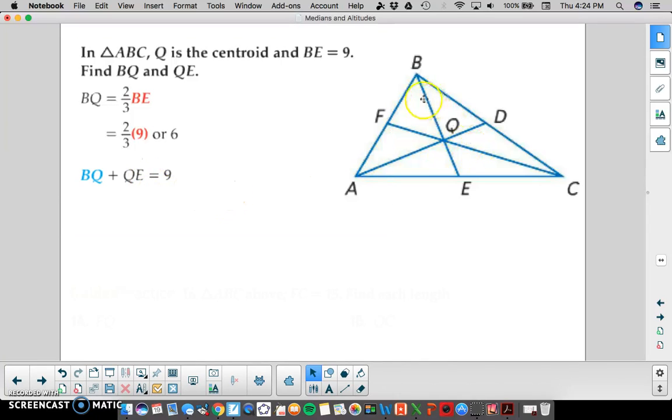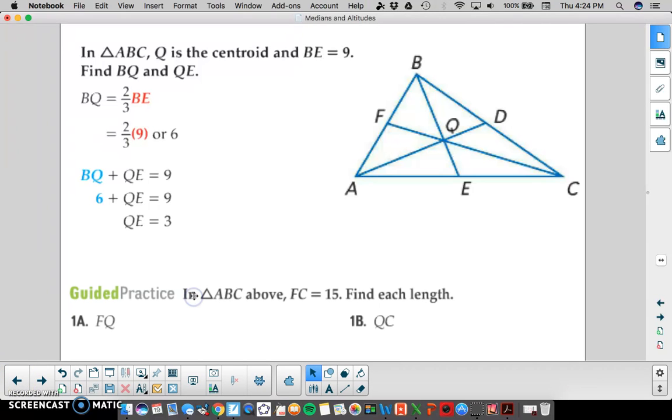Now I also know that BQ plus QE is equal to 9. So 6 plus QE is equal to 9, so QE has to be 3. I could have also just taken 1/3 of BE to get 3 for the measure of QE. Down here I want you to try 1A and 1B using that same triangle ABC. Given that the measure of FC is 15, find the length of FQ and QC.